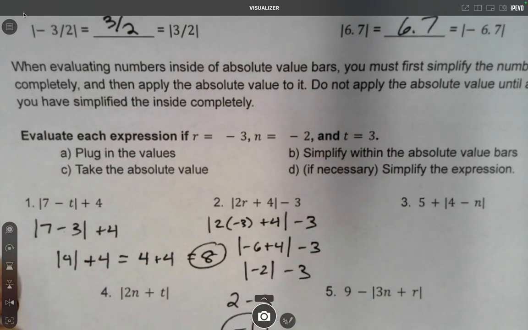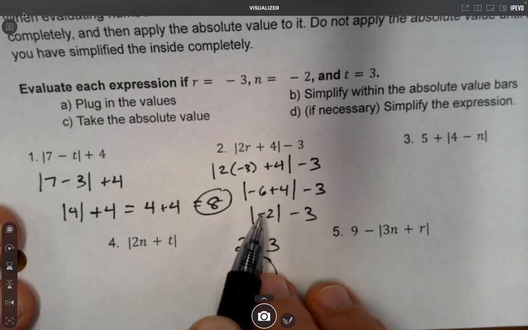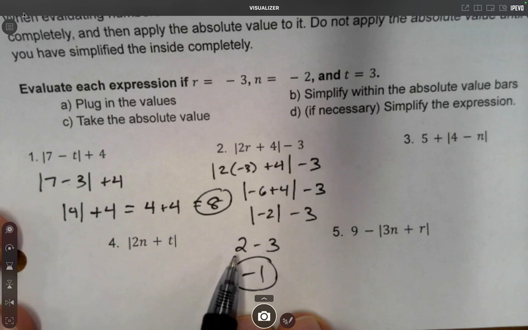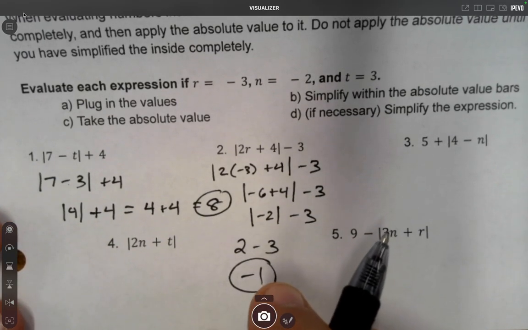So notice the final answer may in fact be a negative. An absolute value can never result in a negative. But once you have other things happening after the absolute value, it could turn out negative.